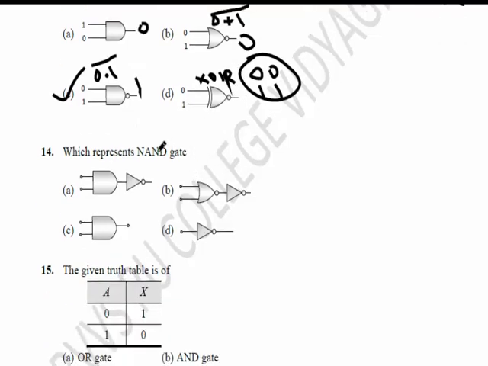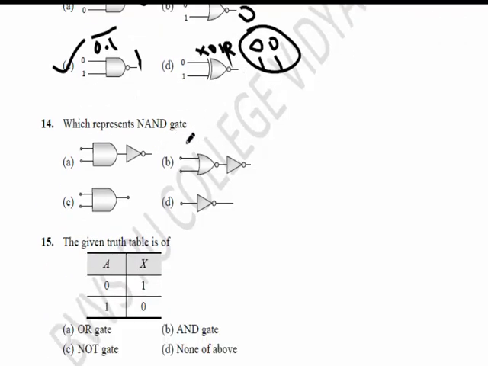So next question, which represents AND gate? Sorry, not AND, NAND. This is AND followed by NOT. AND followed by NOT gives NAND gate. 14th option is E.